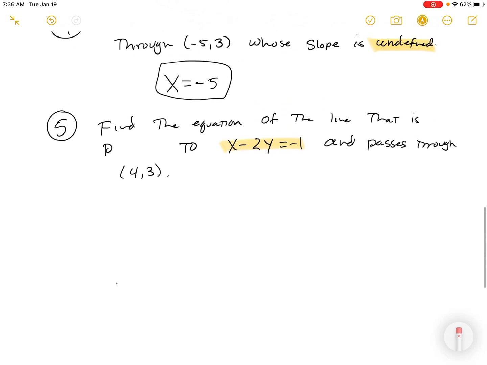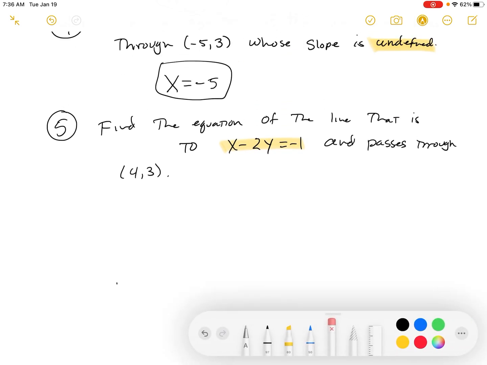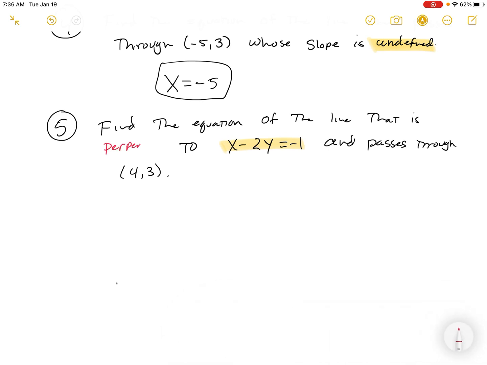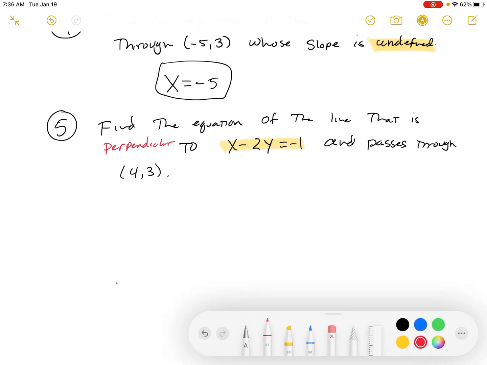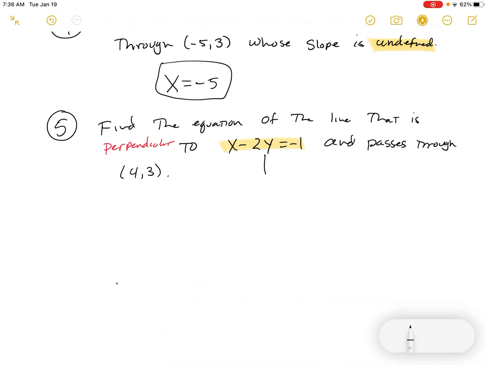If this word right here was changed to, and I'll put it in red, perpendicular, let's see what would change. What would change in all of this? So I'll put the changes in red. You would still first get the slope, so there would be no change in what you do here. I would add over the 1, add over the 2y, divide by 2, and get 1/2 x plus 1/2. That all stayed the same.